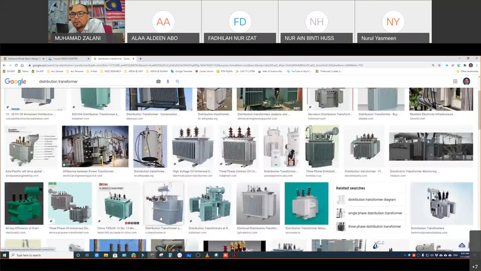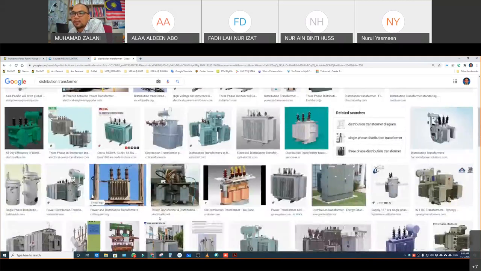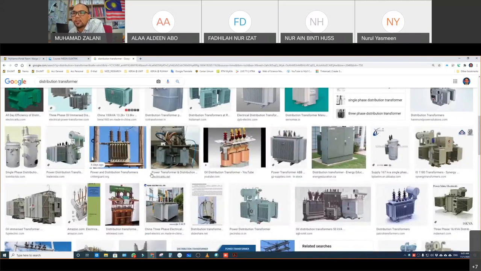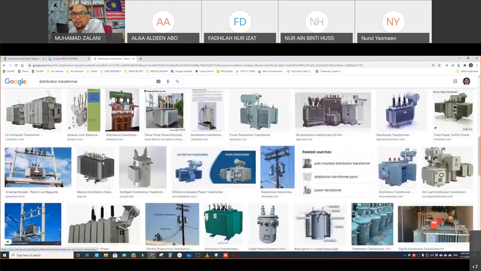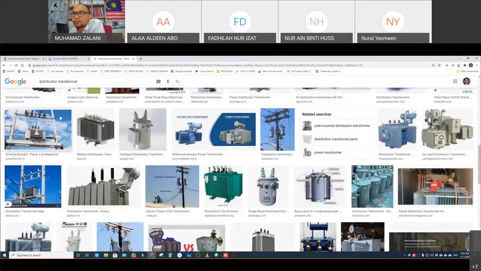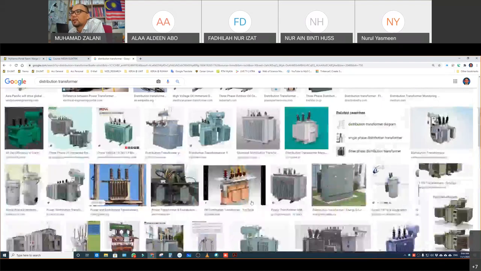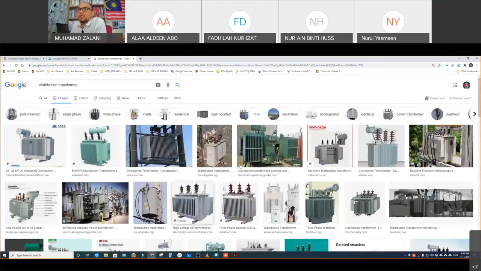So here are some other images of distribution transformers. This one is also located at the top of the pole, right? Also this one. So there are some examples of distribution transformers that we can Google.